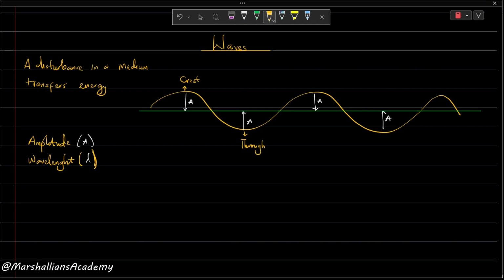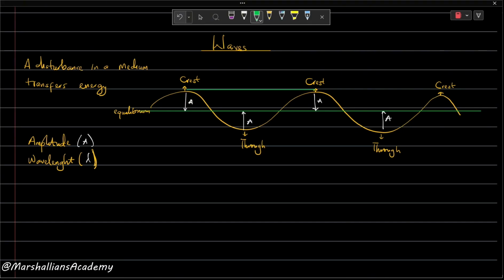So look at it. The maximum point at the top of the wave is called the crest, while the minimum point at the bottom of the wave is called the trough. Are we together? Crest. The middle is called the equilibrium position. Now, what is a wavelength? A wavelength is the distance between two successive crests or two successive troughs.